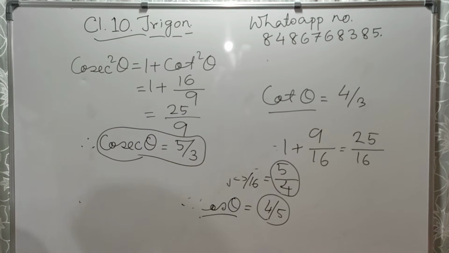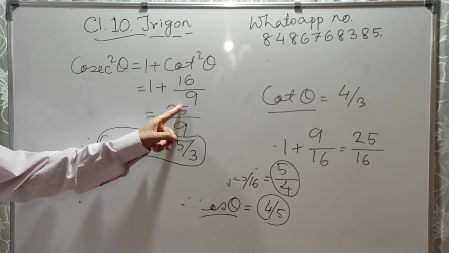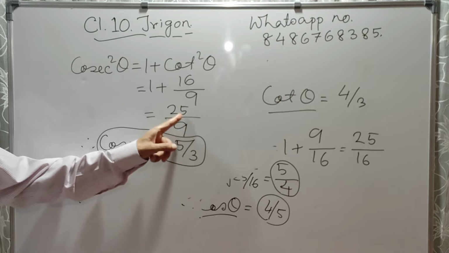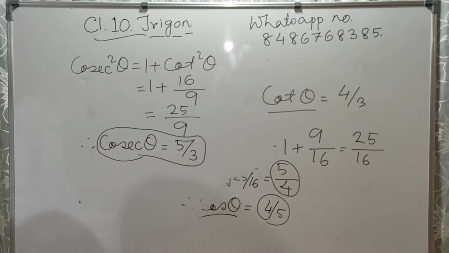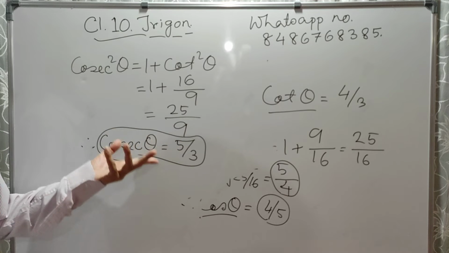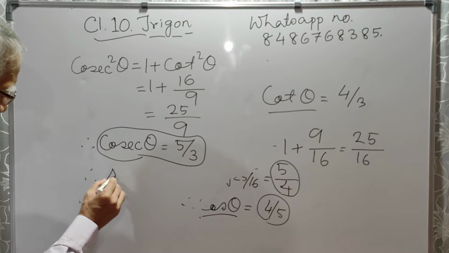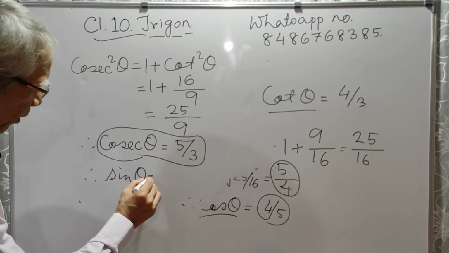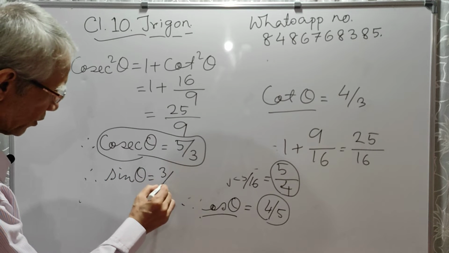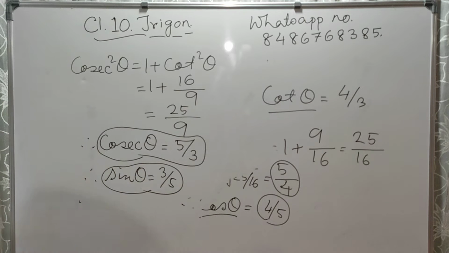Cosec theta. Cosec square is 25 by 9, so cosec theta will be the square root of this. Square root of 25 is 5, square root of 9 is 3. So 5 by 3. Now, knowing cosec theta, we can find sin theta easily because sin is the reciprocal of cosec. So sin theta equal to what? The reciprocal of this, 3 by 5. Sin theta equals 3 by 5. Do you follow?